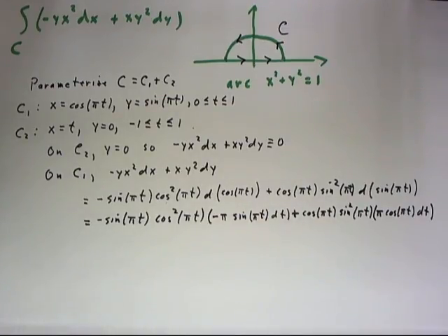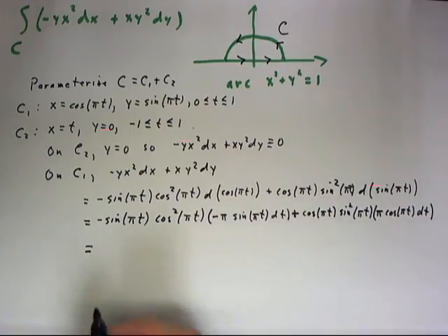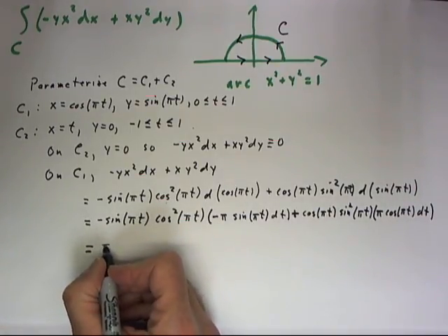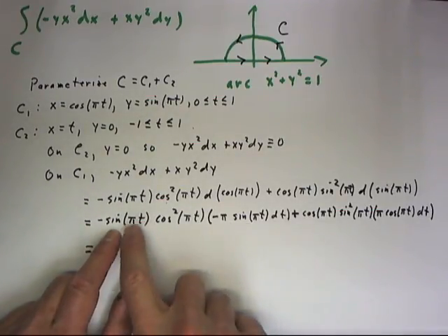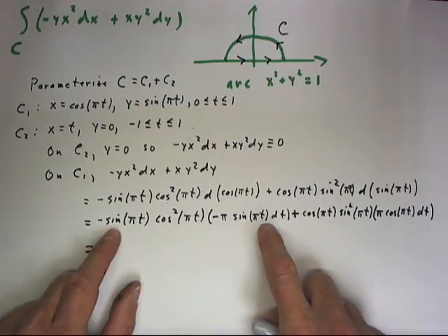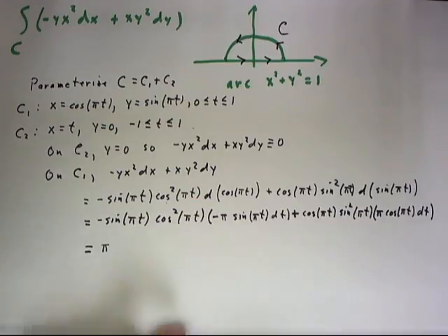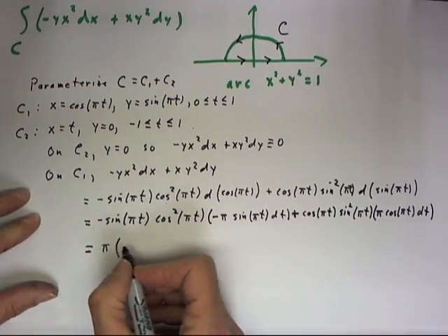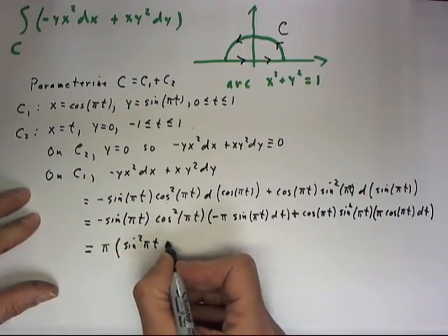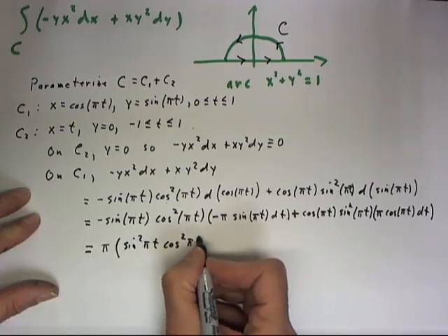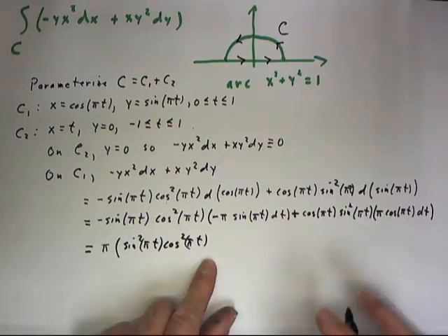If we write all this out now, we find that we have the factor of pi dt throughout. So we're going to put the pi out in front. And then what do we have? We have a negative sine of pi t and a negative sine of pi t, which gives us sine squared of pi t. And we have a cosine squared of pi t. So that gives us sine squared of pi t, cosine squared of pi t. And let's go ahead and make sure we have all our parentheses.